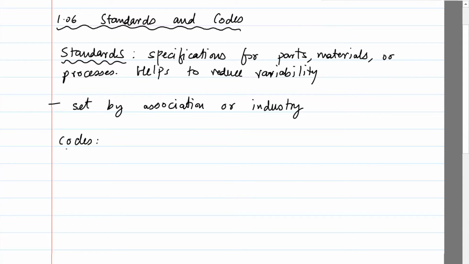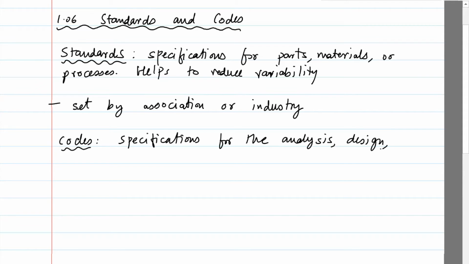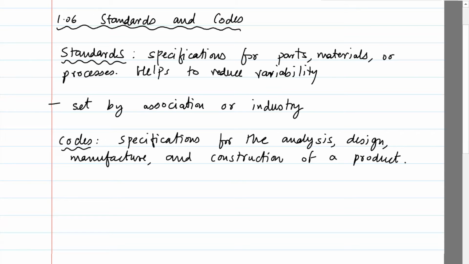So then we have the codes. So these are specifications for the analysis, design, manufacture, and construction of a product. Okay, it sounds the same, but here's where the difference is.